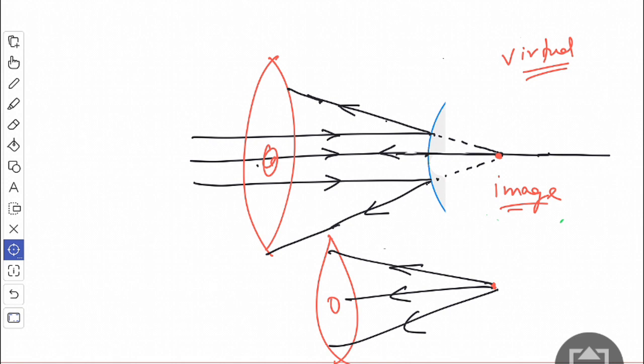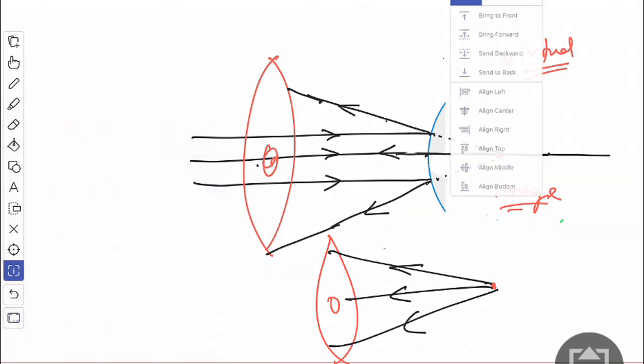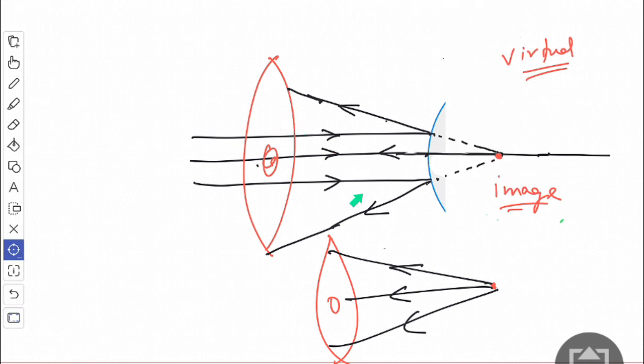Meena Anil says, "Sir, once more, please." Okay, let me explain this again. I'll do it very quickly for you. See, let's understand this. If the object was at infinity, then the rays would be parallel, and after reflection they would come like this. When you put an eye here, what will this eye say? This eye will say that the object from which the light is coming is here. How do you know that?